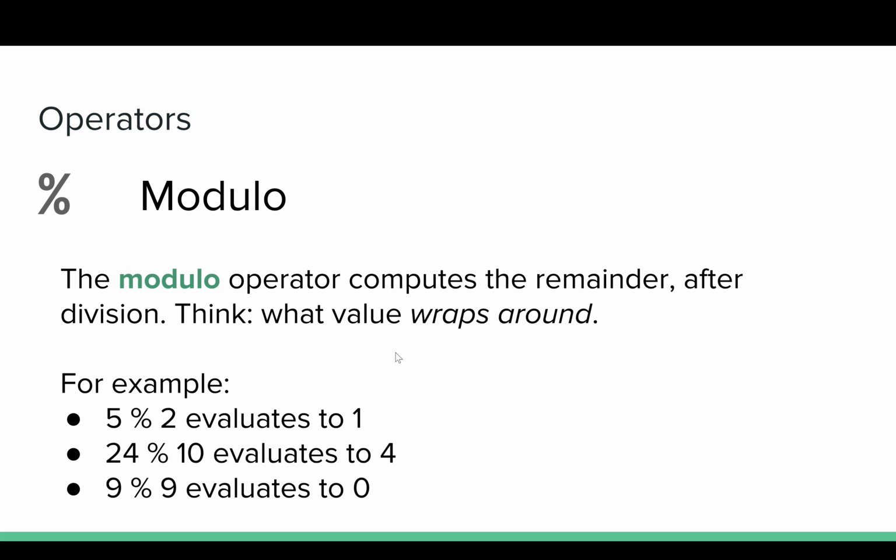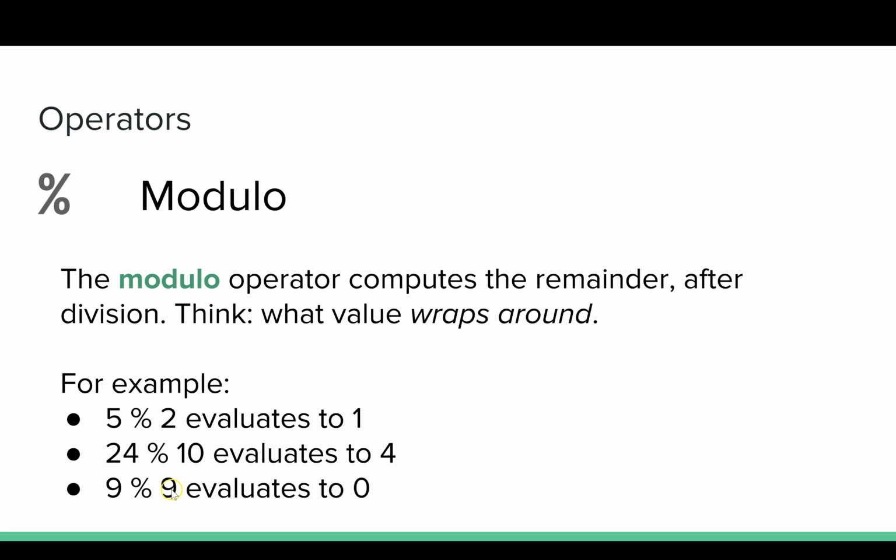Okay, so now comes up the last operator, which is the modulo operator, and it computes and gives us the remainder. For example, 5 divided by 2. So 2 times 2 is 4 and remainder 1.